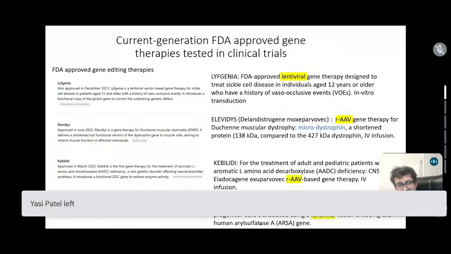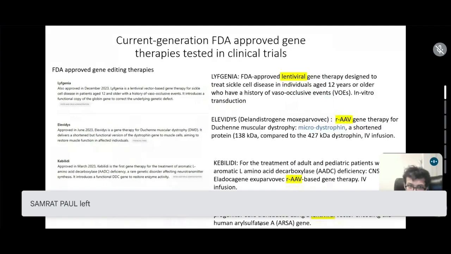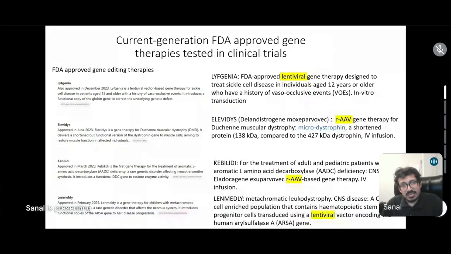So another marvelous achievement was Kebilidi. Kebilidi is a treatment for patients who are suffering from aromatic L-amino acid decarboxylase deficiency. I will tell you what this disease is. It mainly affects the brain and nervous system. Kebilidi is an adeno-associated virus-based gene therapy. It is also delivered by intravenous infusion. Now comes Len-Medley. Len-Medley is used for metachromatic leukodystrophy. It's a CNS disease, which I have already discussed with you.